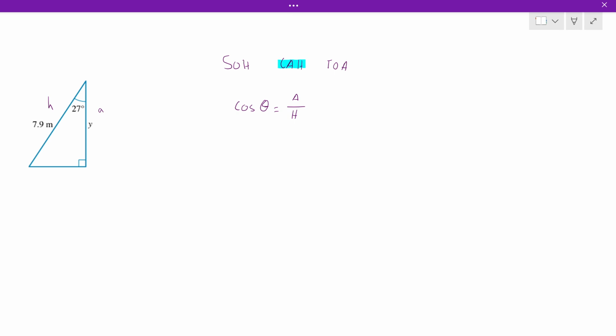Again, let's start to substitute in some values. So this time cosine of 27 equals the adjacent side, which is labeled y in the original diagram, so y divided by the hypotenuse, which is 7.9. Same thing, let's multiply up the 7.9. So we'll get 7.9 times cos of 27 equals y. Using my calculator here, 7.9 times cos 27 equals 7.04. So y equals 7.04. And the units were in meters again.